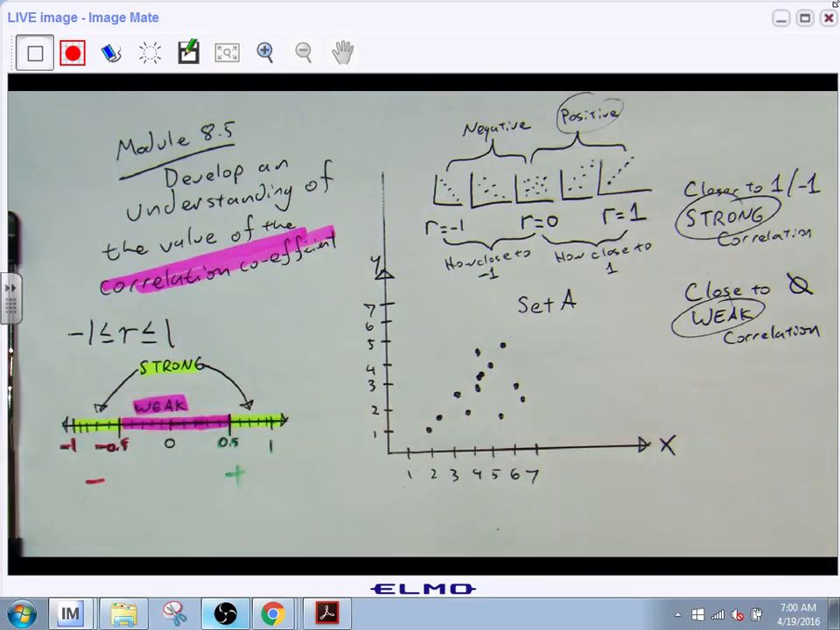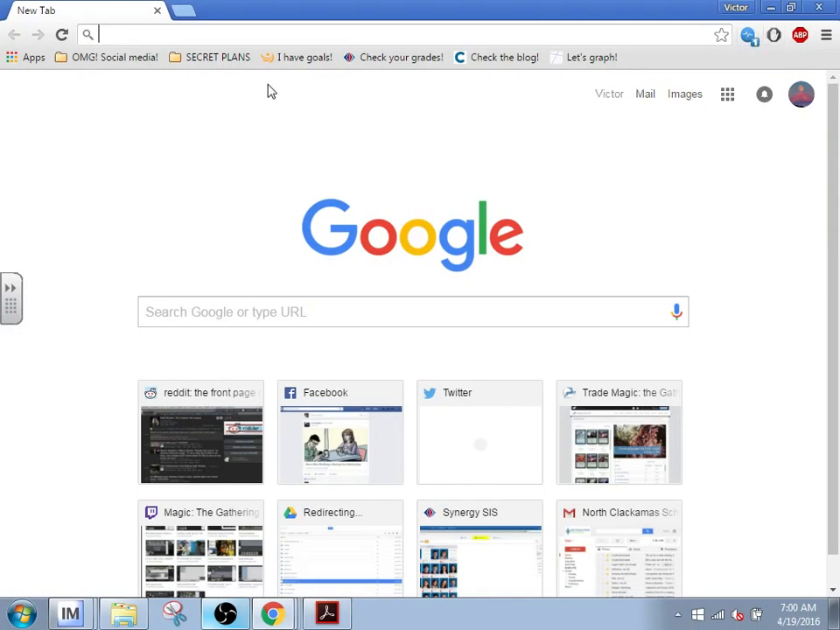The calculation for what that correlation coefficient is, trying to find that R value that tells us how positive, negative, strong, and weak it is, is incredibly hard to do. And so luckily, we've made some tools to help us do that. So I'm going to go ahead and pull that up real fast. We're going to move away from this.